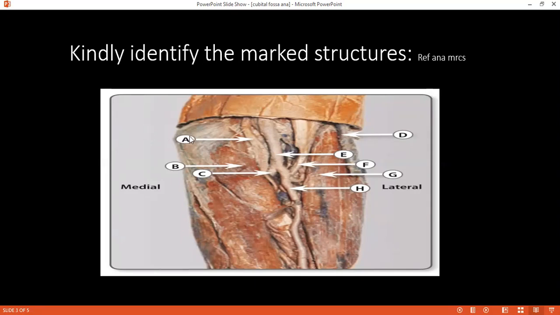Can you please identify structures from A to G, please? Structure A is the median nerve, B is the pronator teres muscle, C is the ulnar artery, E is the brachial artery, F is the biceps tendon of biceps brachii, G is the brachioradialis muscle, D is the cephalic vein, and H is the left radial artery.